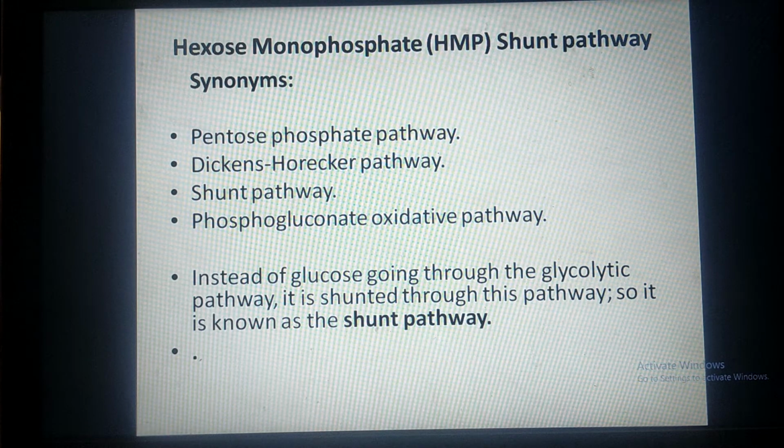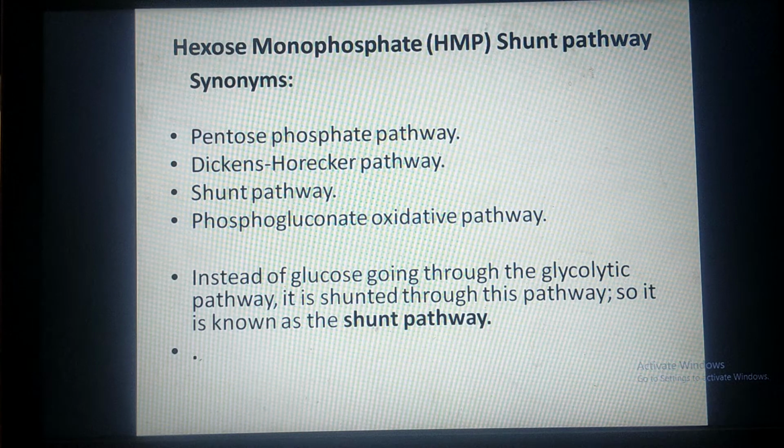Why is it called a shunt? Because the normal pathway of glucose utilization is glycolysis. But after a meal, when the blood glucose level or the glucose inside the cell is high, at that time some glucose is diverted into this pathway. Therefore, it is called the shunt pathway.